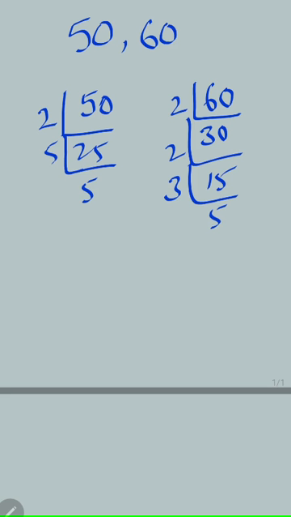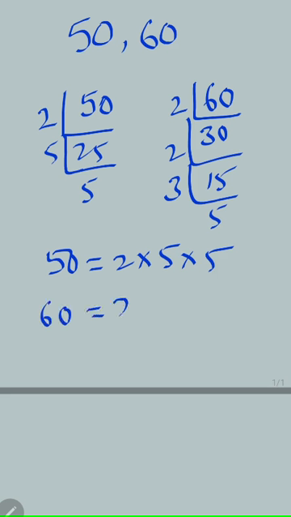Now write the prime factors as a product of prime numbers. So 50 is equal to, how can I write it? 2 into 5 into 5. What about 60? 60 is equal to 2 into 2 into 3 into 5. So these are the prime factors. If we multiply, 2 fives are 10, 10 fives are 50. 2 twos are 4, 4 threes are 12, 12 fives are 60. So prime factorization is over.